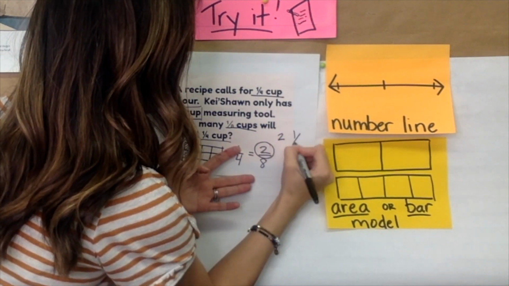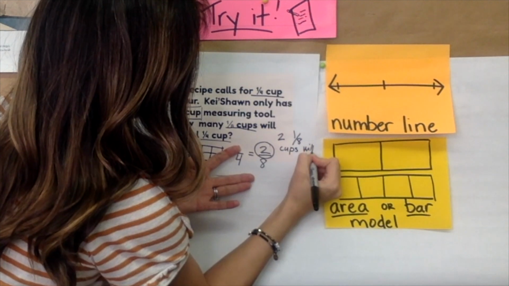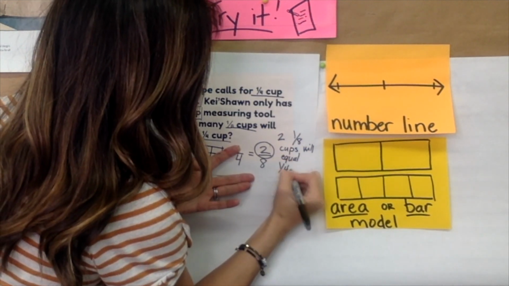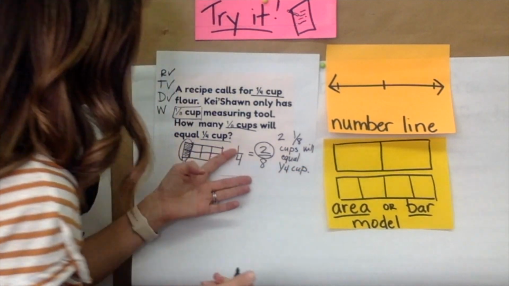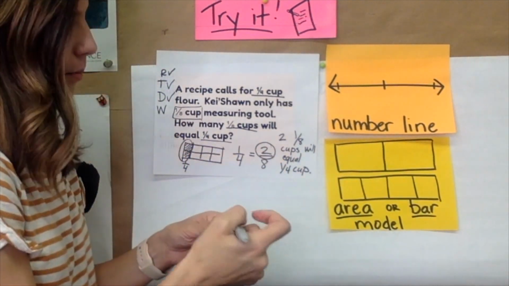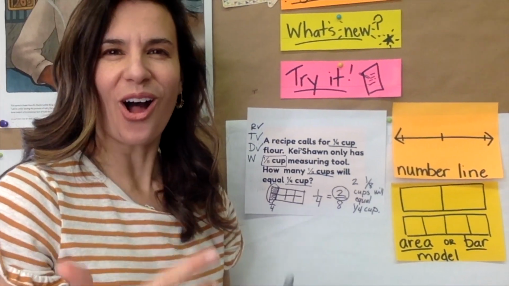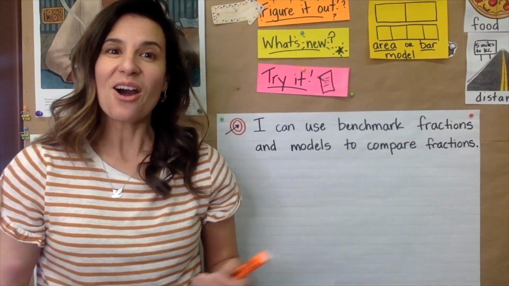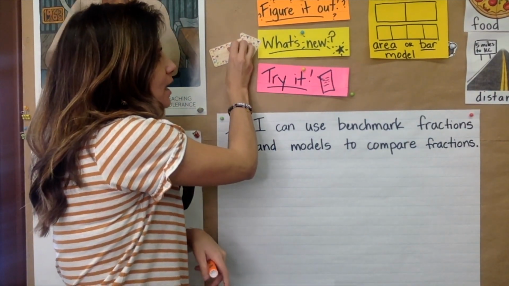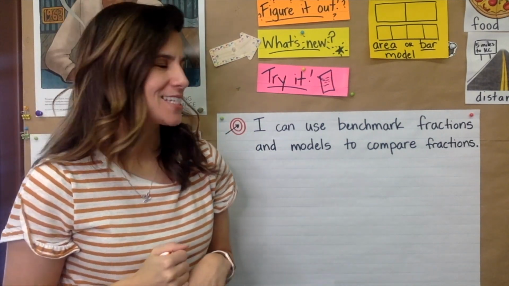2 1/8 cups will equal 1/4 cup. 2 1/8 cups equal 1/4 cup. Now we've done all our steps. Read, think, draw, write. Now it's time for What's New? The part of our lesson where we find out what's the new thing we're going to work on today.